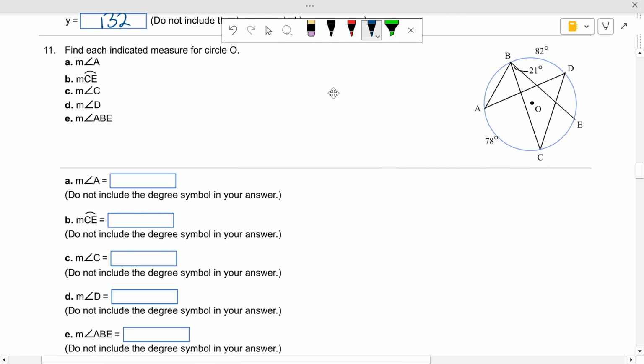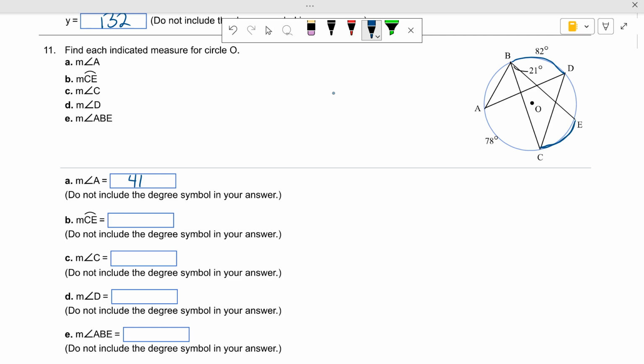Angle A cuts off this 82-degree arc right here. So what's half of 82? 41. CE is the intercepted arc for this 21-degree angle.